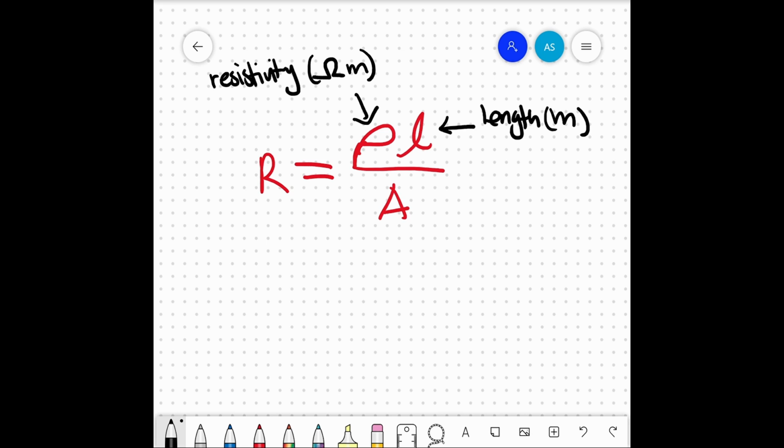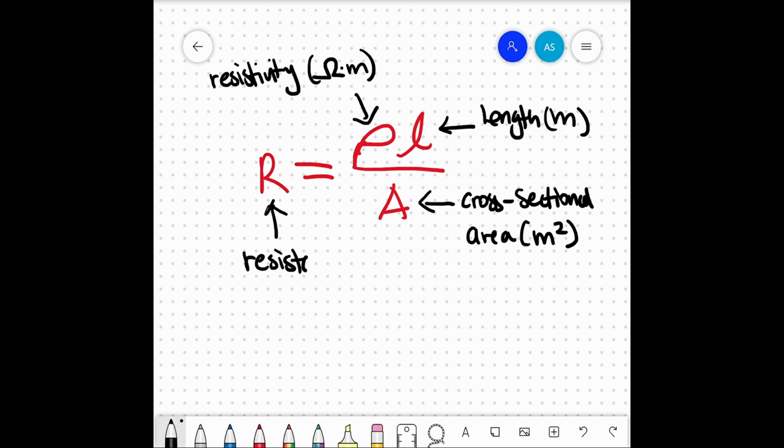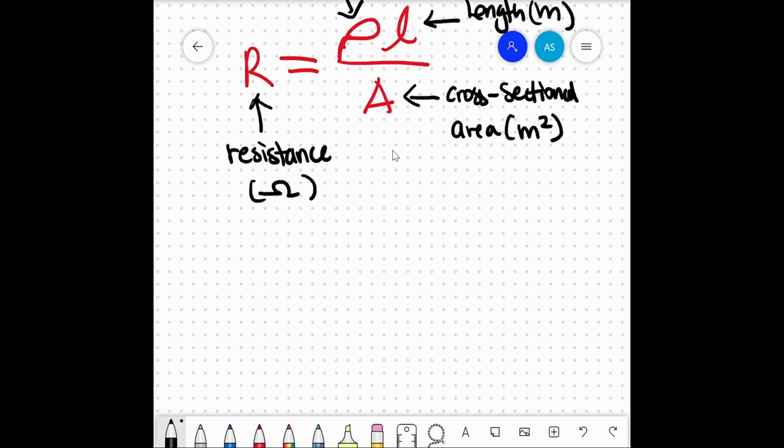Rho represents the resistivity of the material used and it is measured in ohm meters. L represents the length of the object that the current needs to travel through, measured in meters. A is the cross-sectional area of the object and is measured in meters squared. And R is the resistance of the object, measured in ohms.